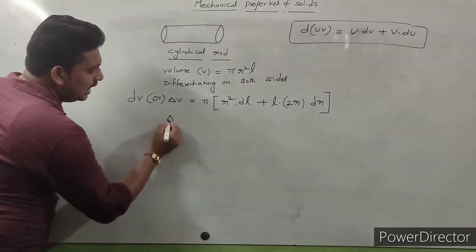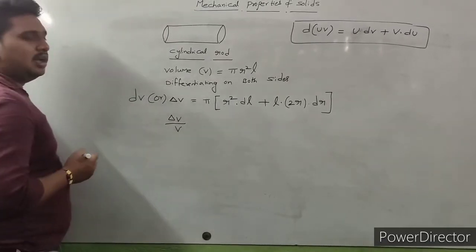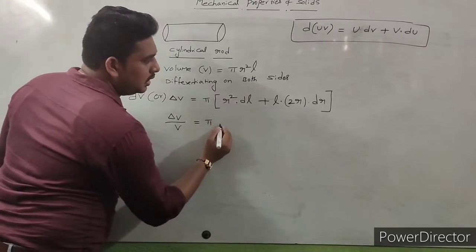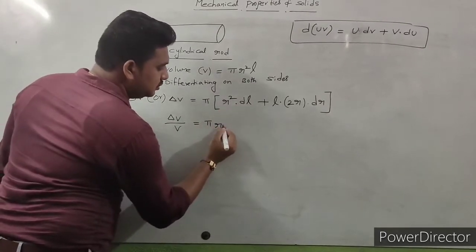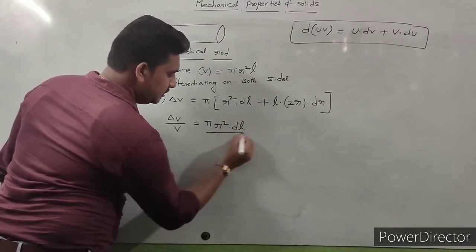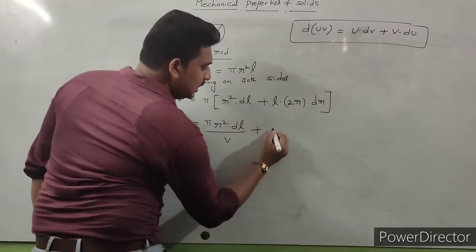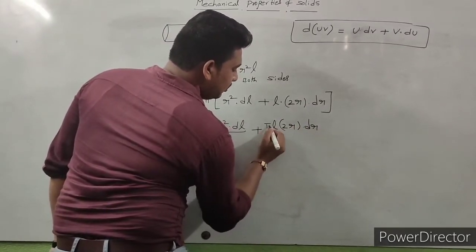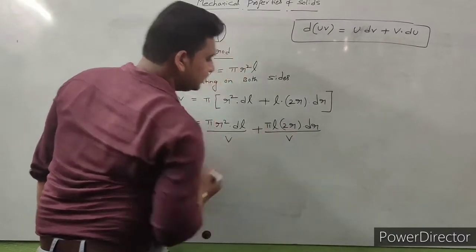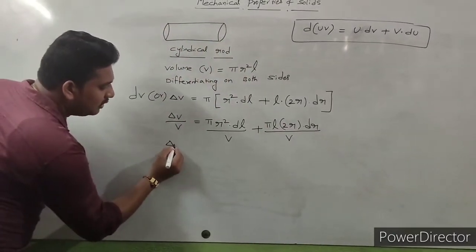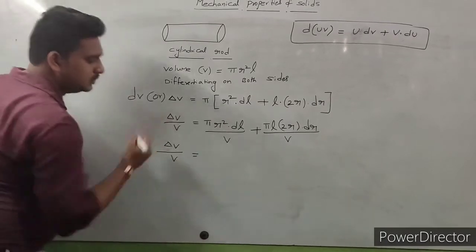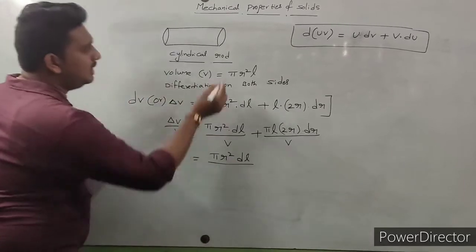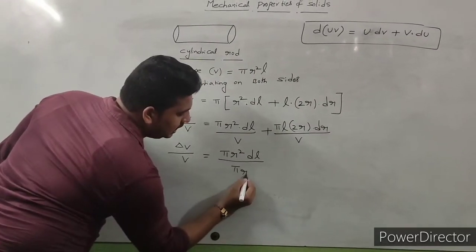Now delta V by V is equal to pi r square into dL by V plus L into 2r into dR into pi by V. Now delta V by V is pi r square into dL by V, where already we know V is pi r square L.